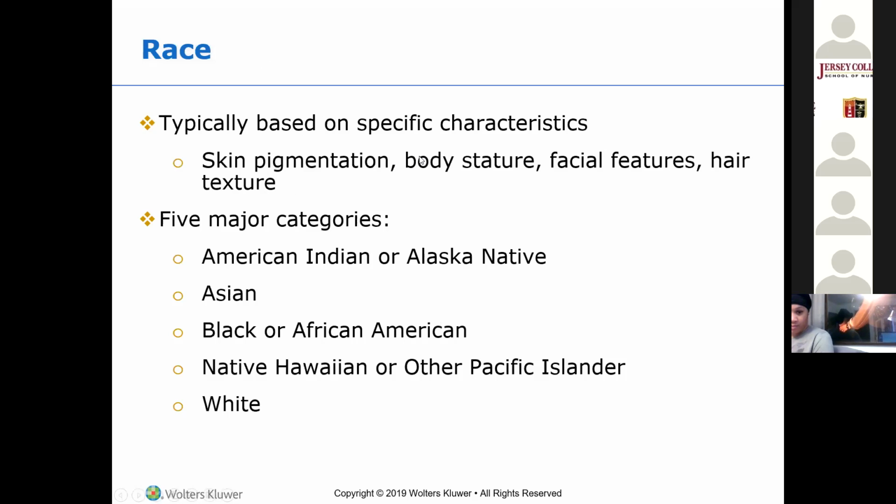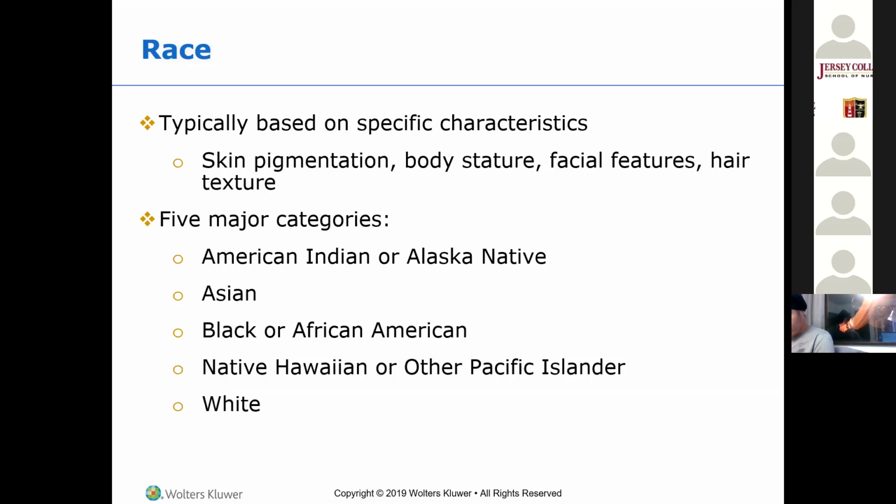And then race. This is usually used interchangeably with ethnicity, but they're not the same. When we talk about race, we talk about specific physical characteristics like the pigmentation of the skin, the stature of the body, certain facial or hair textures or features, and the blending of physical characteristics throughout centuries is now making it harder because now we have races interacting with each other. So sometimes when you look at someone, you really can't tell by their features what race they are because they may be a mixture of more than one race.